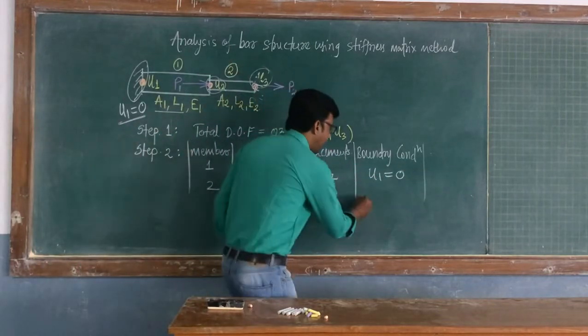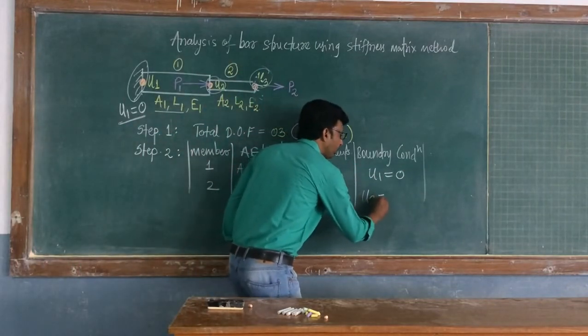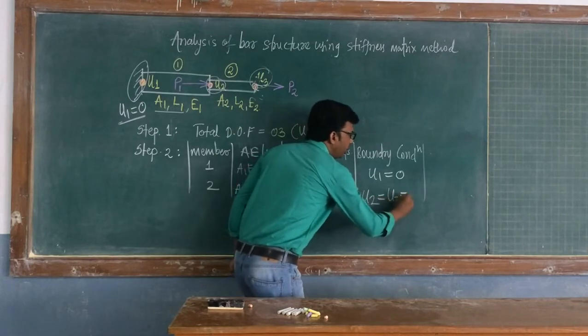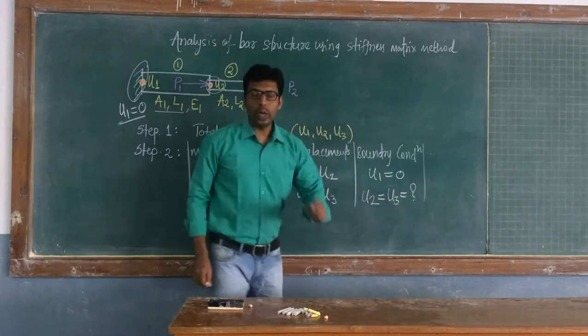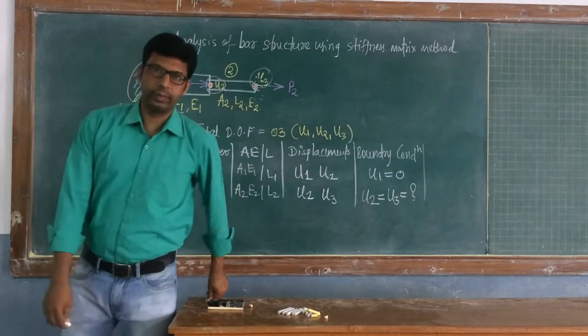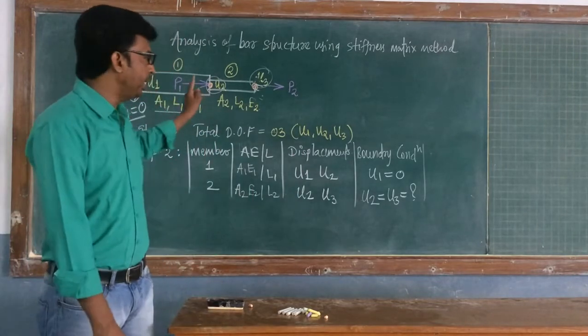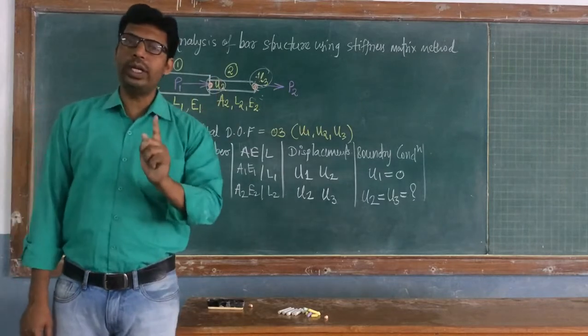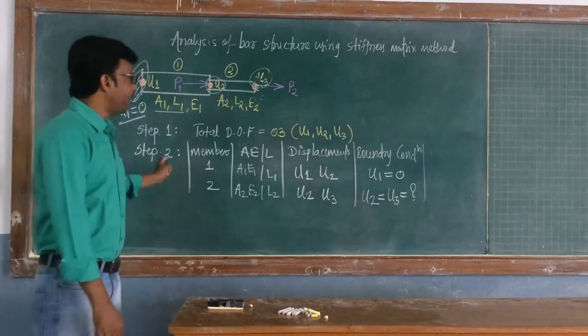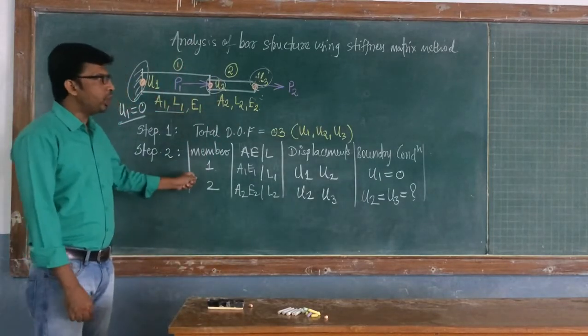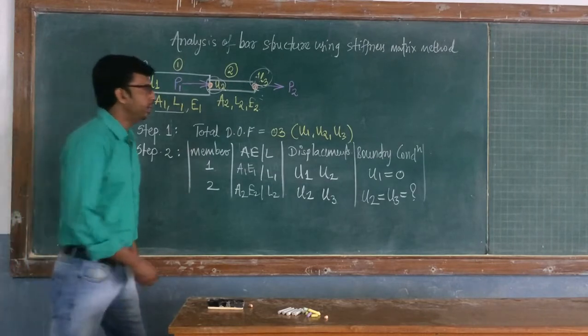Okay, so write down your boundary condition, U1 equal to 0, and U2 and U3 we have to determine. So there are two displacements which need to be determined. Out of 3, U1 equal to 0 and 2 need to be determined. So that is step number 2.